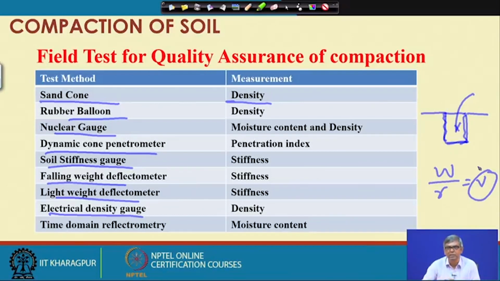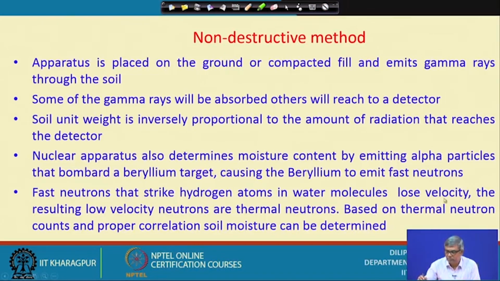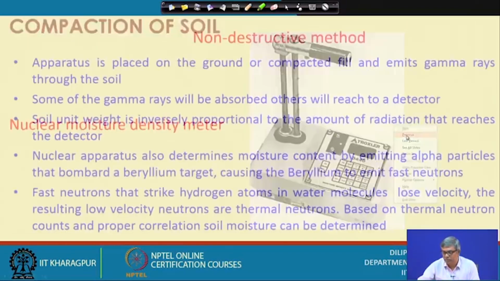That is actually the easiest way we can do it, but for doing this we need 1 day minimum, because to determine the moisture you have to keep the sample in an oven and wait at least 24 hours. So, nowadays many alternatives are there, and you can do it directly in the field. One such method is a non-destructive method, the nuclear moisture density meter shown here, with which in the field directly we can get the moisture and density.